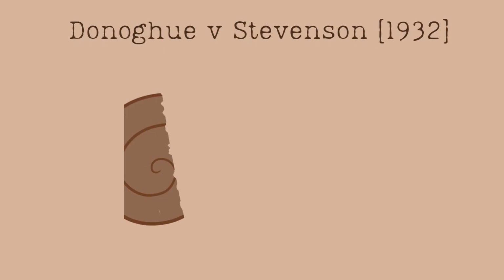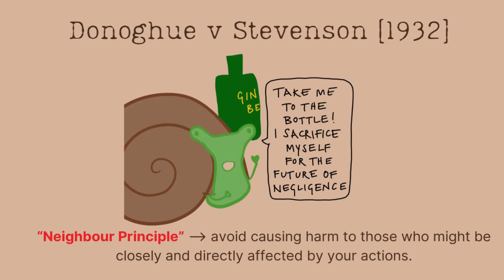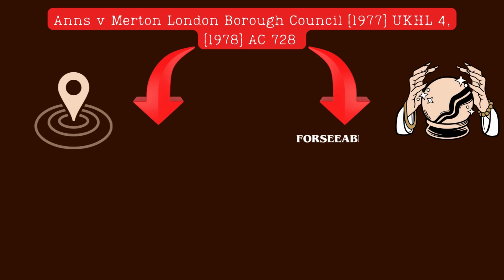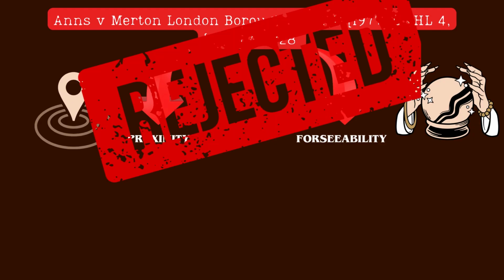This idea traces back to the famous neighbour principle established in the landmark case of Donoghue and Stevenson, whereby you must take care not to injure your neighbour, those likely to be affected by what you do. Initially, the Anns approach per Anns and Merton London Borough Council was influential in early civil cases in Australia. This test focused on foreseeability and proximity and then considered policy factors to potentially negate or limit the duty. However, the Anns approach has been rejected on the basis that the concept of proximity was too expansive.